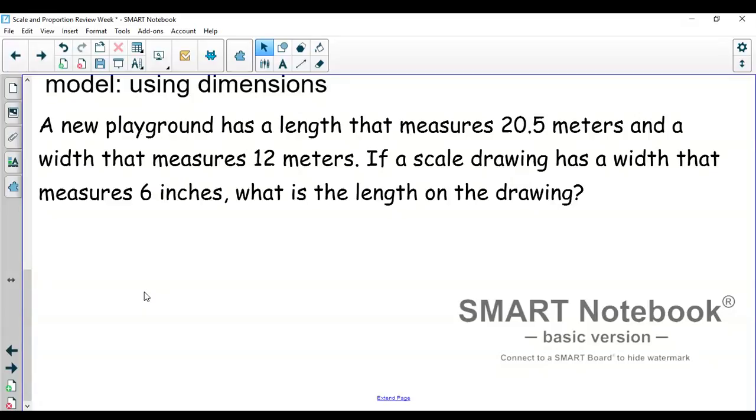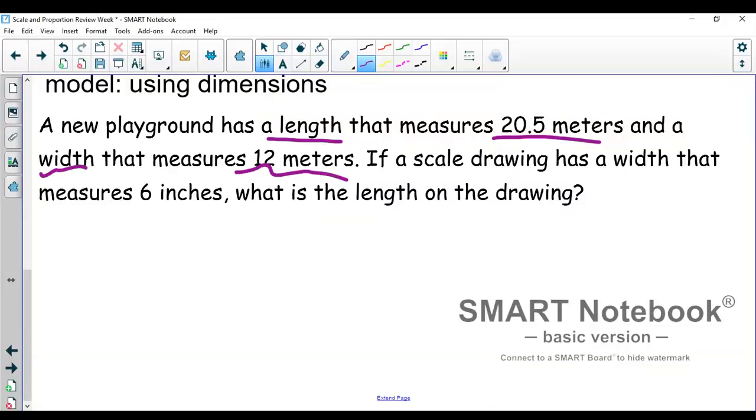Okay, so this is a little bit different here. So we know the original playground has a length of 20.5 meters and a width of 12 meters. Okay, so we have a length and width, both in meters. A scale drawing has a width of 6 inches. That's pretty important, right? We have a width of 6 inches.